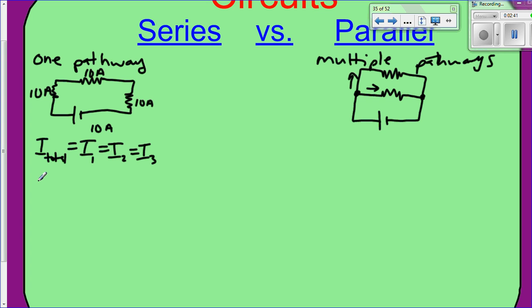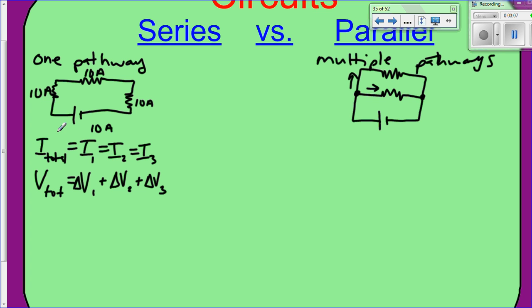However, the voltage is not going to be the same. There's going to be voltage drops at every single spot. So the total voltage in the entire circuit is going to be the sum of the individual voltage drops at each spot. So the change in electric potential at spot 1 plus the change in electric potential at spot 2 plus the change in electric potential at spot 3 all have to add up to be the total.